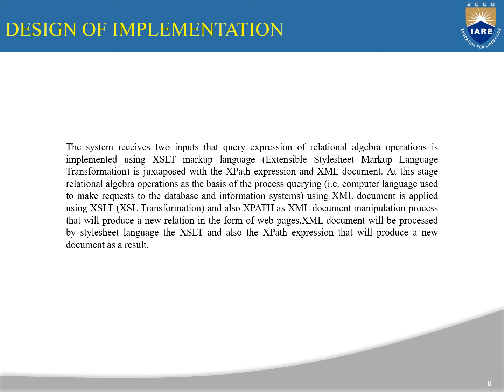Design of implementation. The system receives two inputs: the query expressions for relational algebra operations, implemented using the XSLT markup language with XPath expressions, and the XML document. At this stage, relational algebra operations are the basis of the querying process. The XML document is processed using XSLT, and also XPath as the XML document manipulation process, which will produce a new relation in the form of web pages. The XML document will be processed by the style sheet language XSLT and the XPath expression, which will produce a new document as a result.